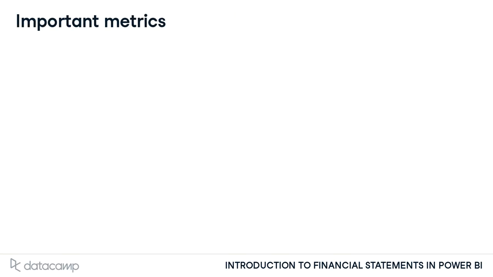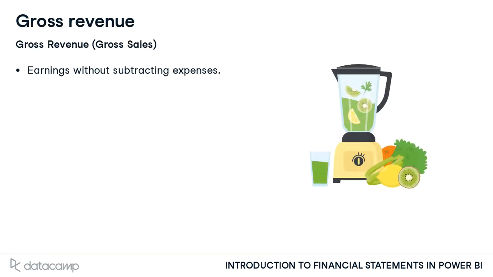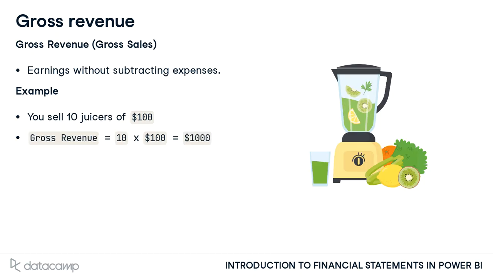To understand the income statement, it's important to grasp its key metrics: gross and net revenue, and gross and net profit. Let's dive deeper into all of these to better understand them. Gross revenue is earnings without subtracting expenses. Our lemonade business is flourishing and we're expanding into selling juicers. If we sell 10 juicers at $100 each, gross revenue totals $1,000.